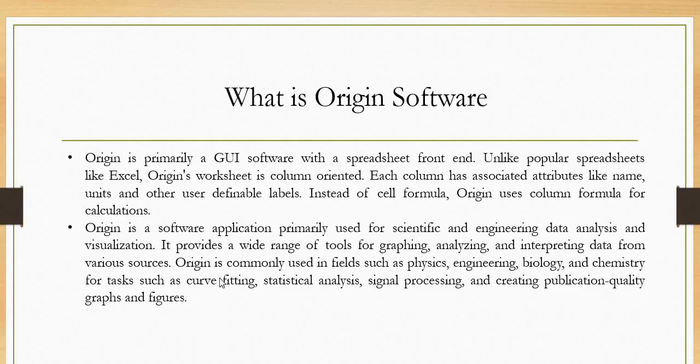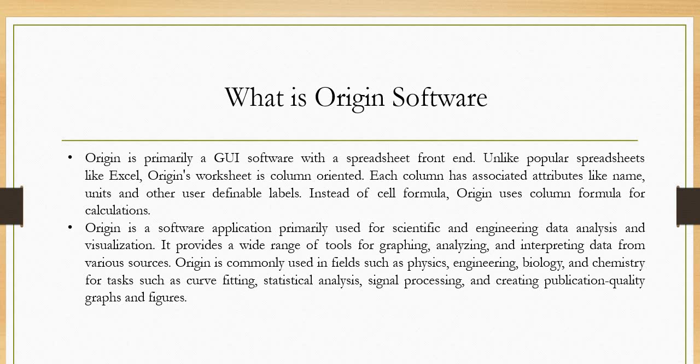Origin is primarily a GUI software with a spreadsheet frontend. Unlike other popular spreadsheet software like Excel, which we commonly use, the Origin worksheet is column oriented, while Excel is cell oriented. In Excel you have to apply the formula to the cell; you can't apply the formula to the column. But in Origin, you can apply the formula to the whole column.